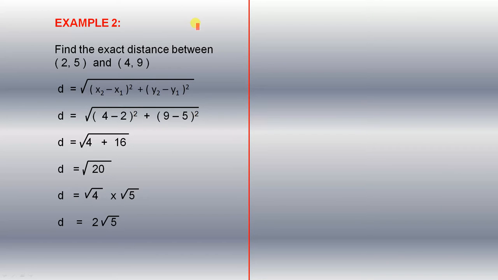Example 2. Find the exact distance between 2, 5 and 4, 9. There's x1, y1 and there's x2, y2. We substitute those points into this formula and we arrive here. 4 minus 2 is 2, 2 squared is 4, 9 minus 5 is 4, 4 squared is 16, which gives the square root of 20, which is the square root of 4 times the square root of 5, which is 2 root 5. And that is the exact value, so that is the distance between those 2 points there.